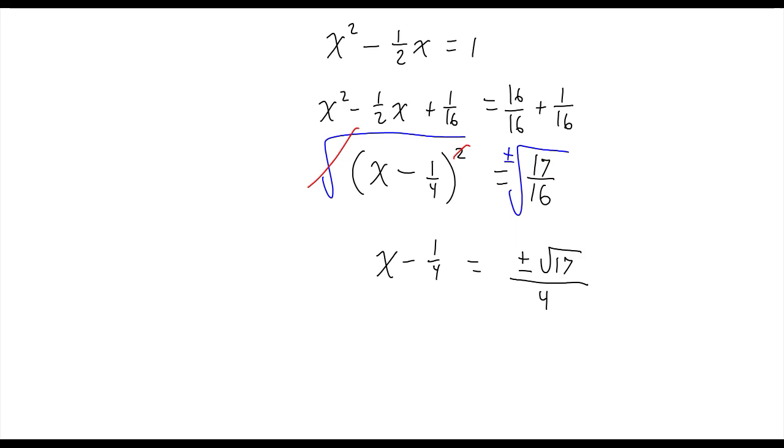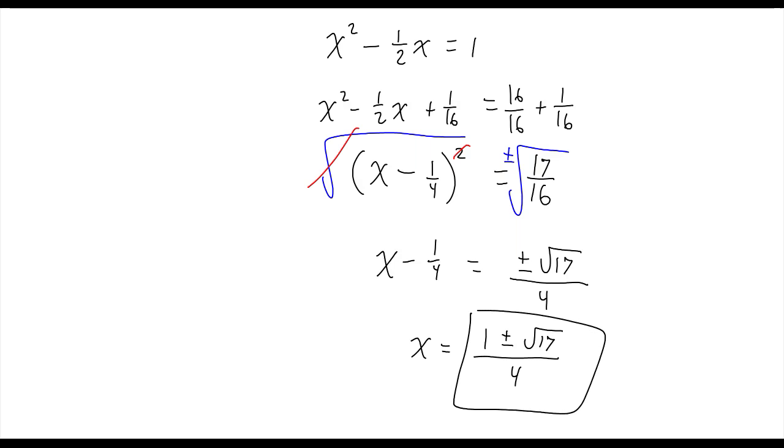Okay, now to get x by itself, add 1/4 to both sides. Of course, adding 1/4 to plus or minus square root of 17 over 4, they have common denominators, so I can just write it all as one fraction, positive 1 plus or minus the square root of 17 all over 4. This is the same solution that you would get if you use the quadratic formula. We just worked it out with a different method.